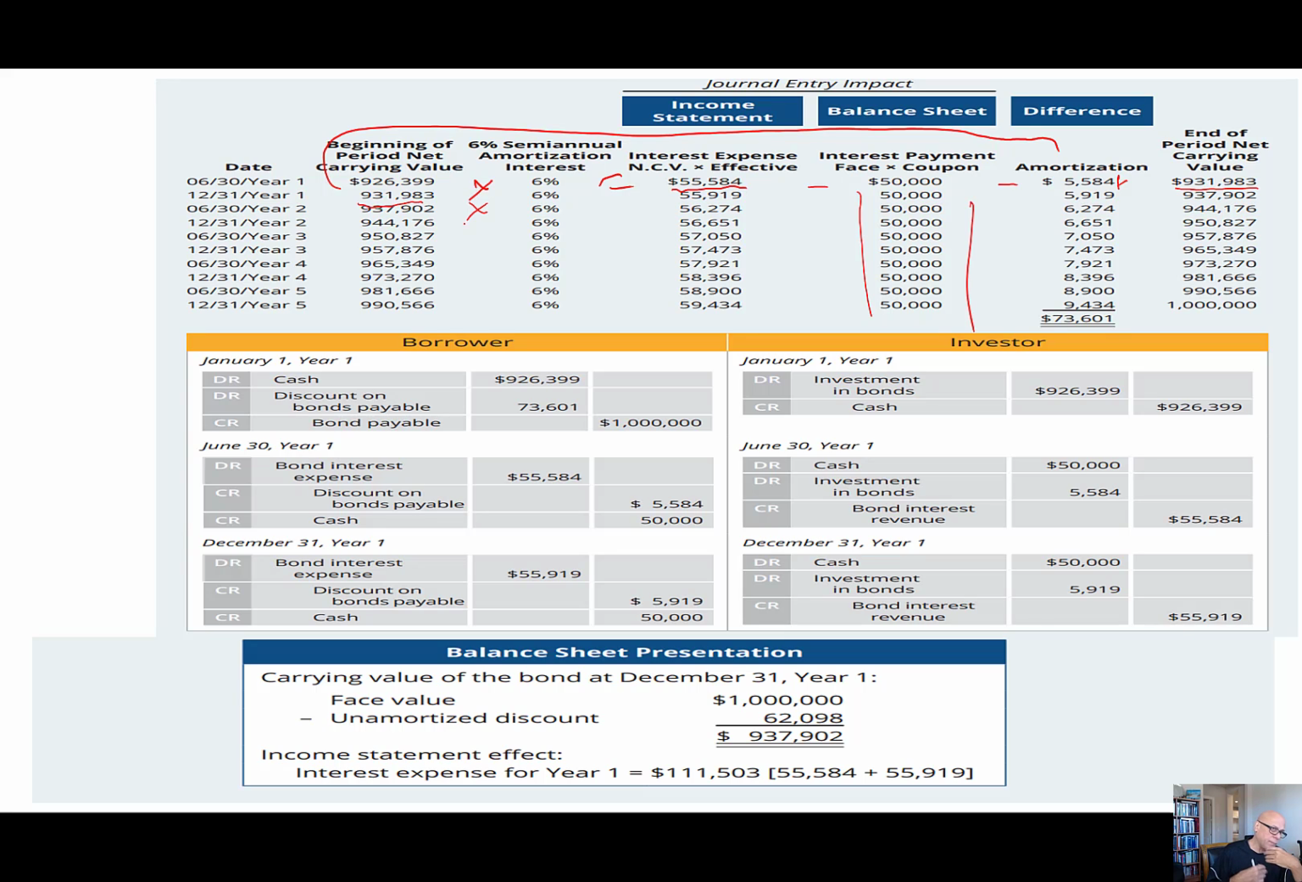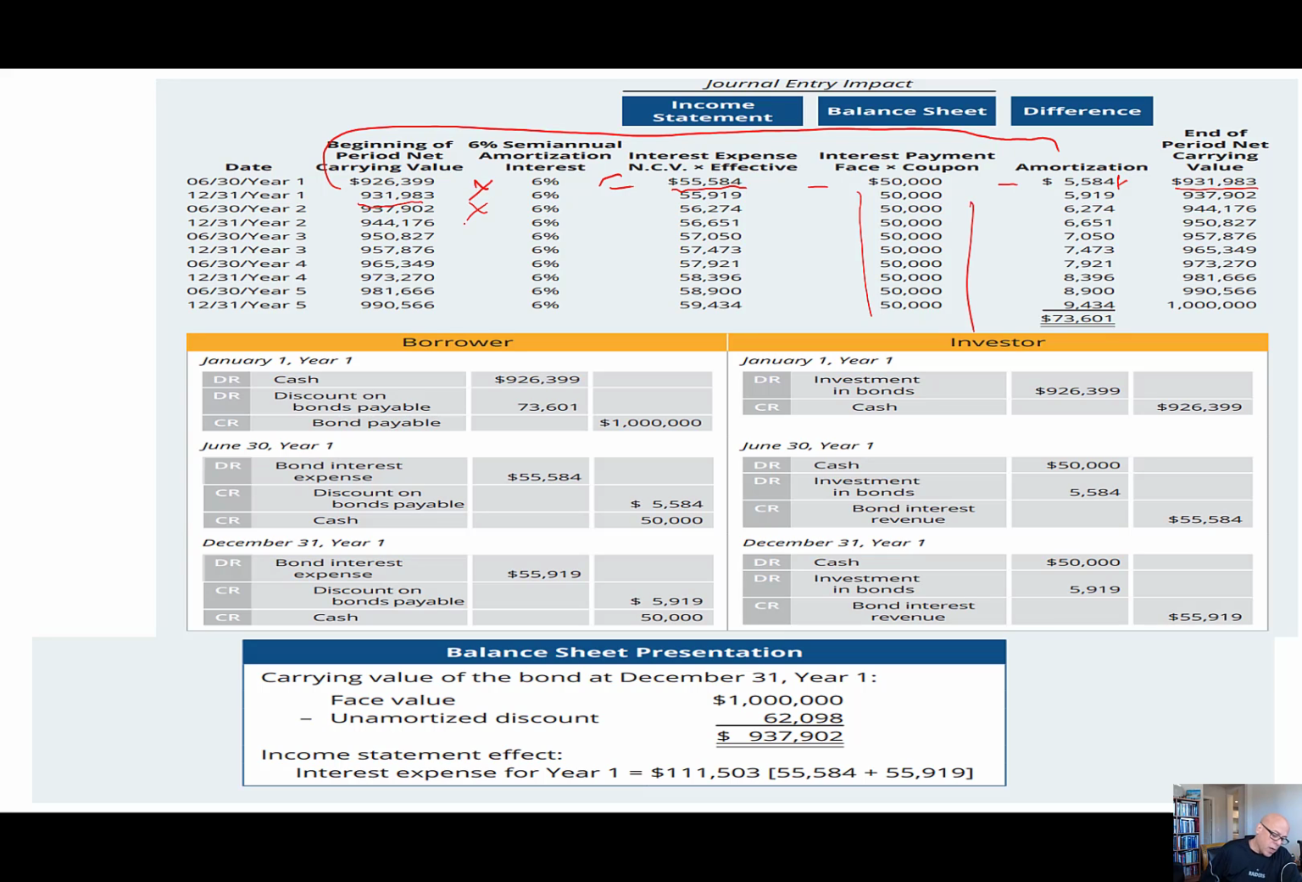So it's almost the same thing. How you calculate the interest expense is exactly the same. The cash is not going to change. It's what you do with the amortization. If it's premium amortization, you subtract it from the previous carrying value, as we saw. If it's discount amortization, as we're looking at here, you add that to the previous carrying value, as that carrying value increases period after period.